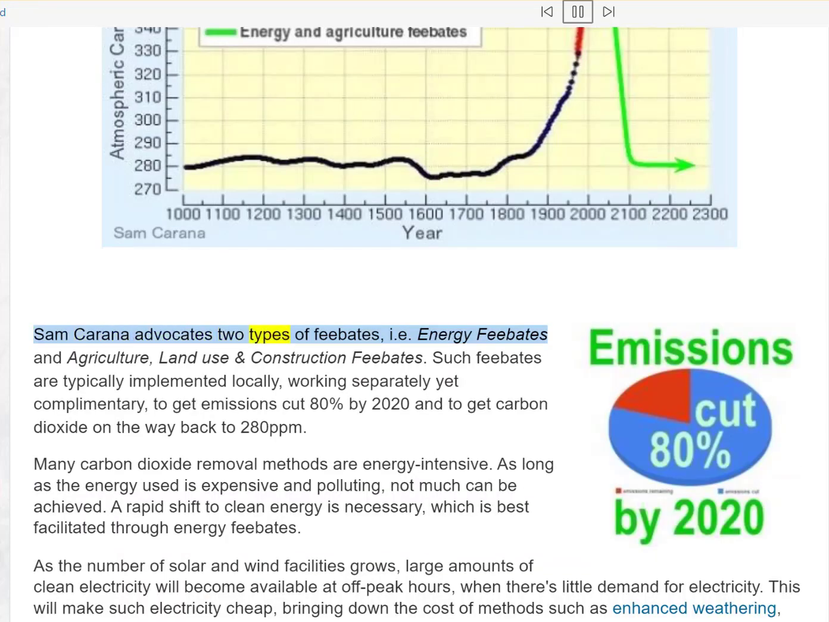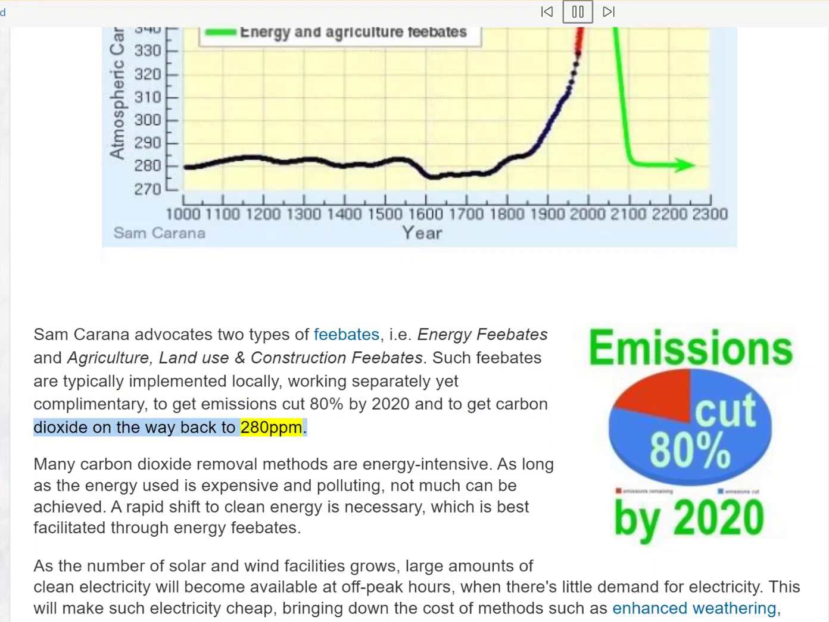Sam Carana advocates two types of rebates, i.e. energy rebates and agriculture, land use and construction rebates. Such rebates are typically implemented locally, working separately yet complementary, to get emissions cut 80% by 2020 and to get carbon dioxide on the way back to 280 ppm.